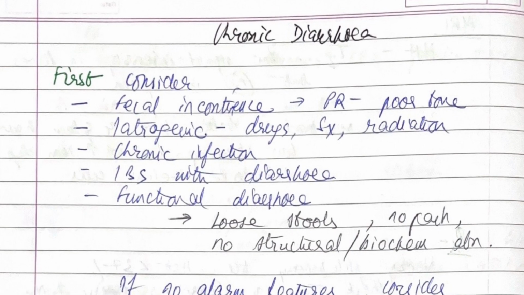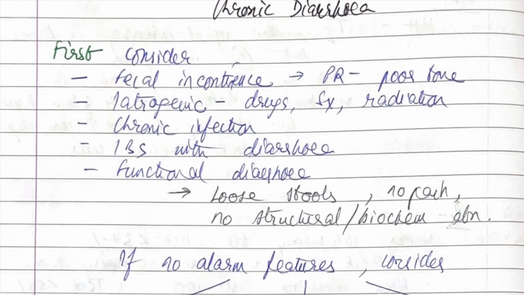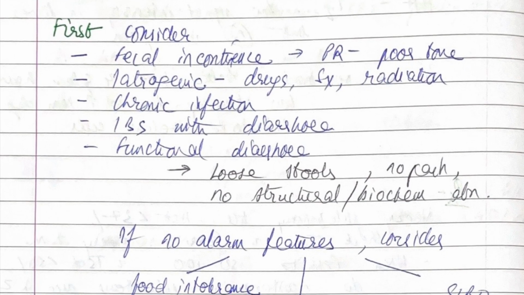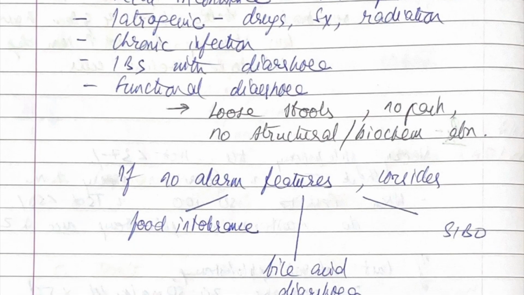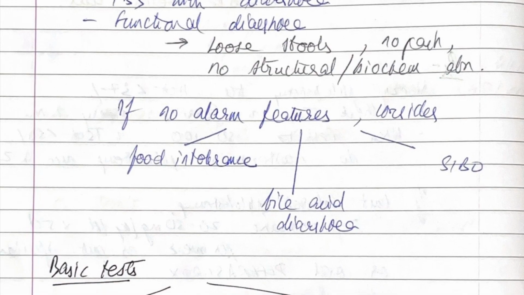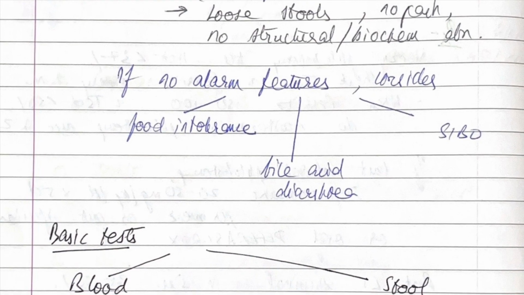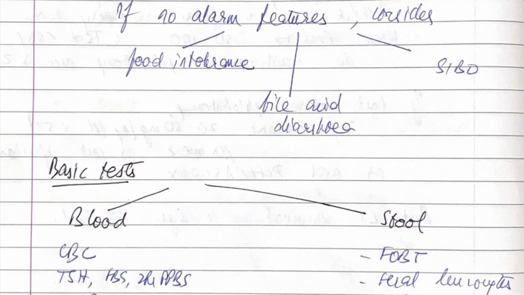Chronic diarrhea. First, we consider the possibility of fecal incontinence, do a rectal examination, and rule out a poor anal tone. Rule out iatrogenic causes like drugs, surgery, and radiation. Chronic infection, IBS with diarrhea, functional diarrhea. If there are no alarm features, consider food intolerance, bile acid diarrhea, and SIBO.